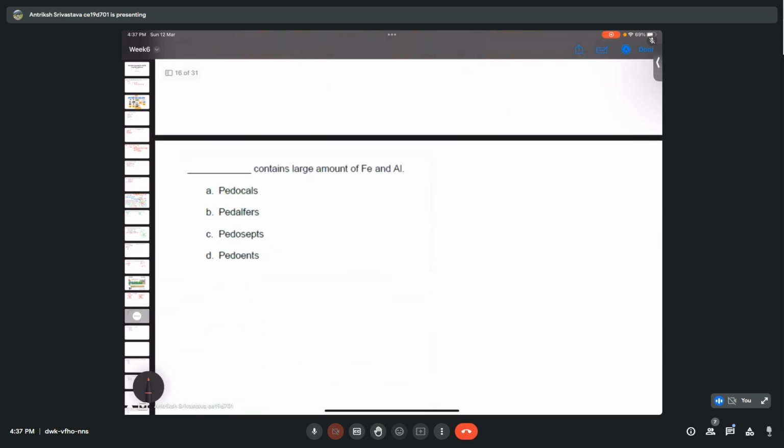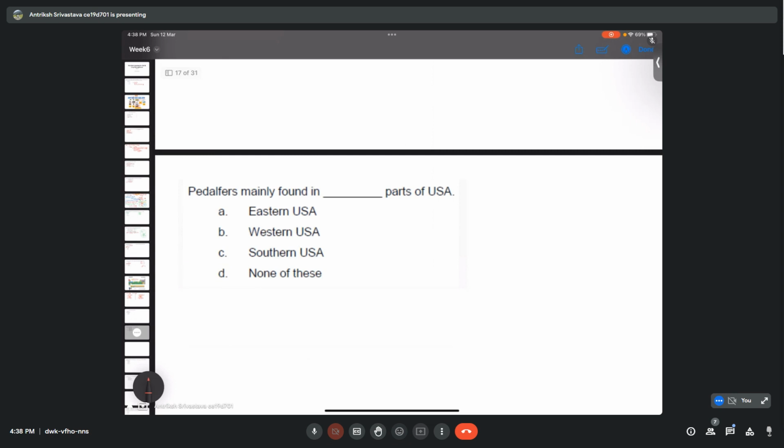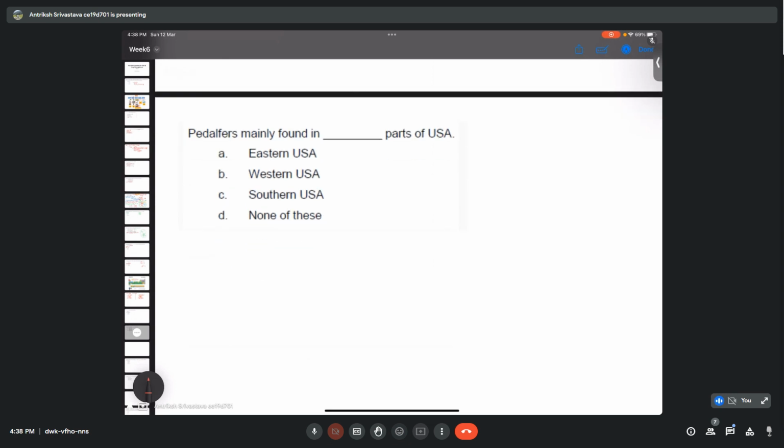So, dash contains a large amount of iron and aluminium. What will be the answer for this question? Is it pedocals, pedalfers, pedocepts, or pedoints? D. Nice, simple question, and you have answered it correctly. Very good. What about this? Pedalfers.